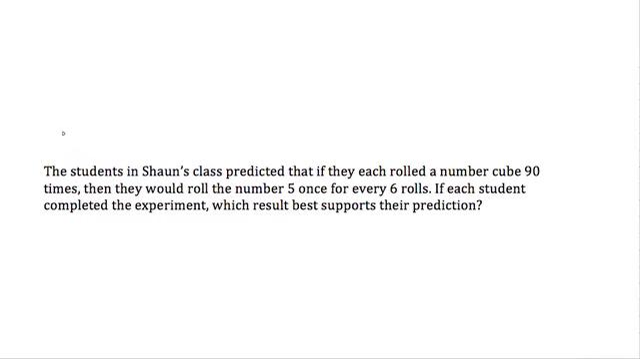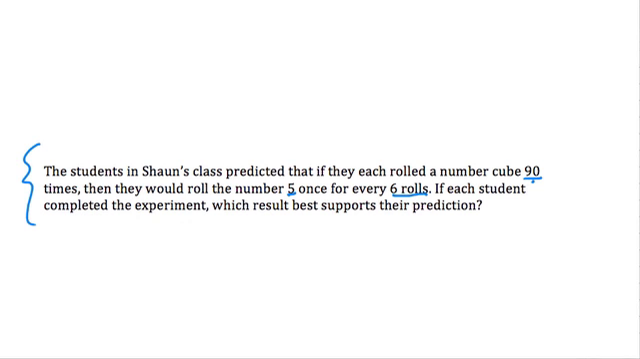Okay, so we've got a typical word problem here. Poorly written, of course, but it's what we have to deal with. So let's talk about how to work our way through it. The word problem says that the students in Sean's class predicted that if they each rolled a number cube 90 times, then they would roll the number 5 once for every 6 rolls. If each student completed the experiment, which result best supports their prediction?